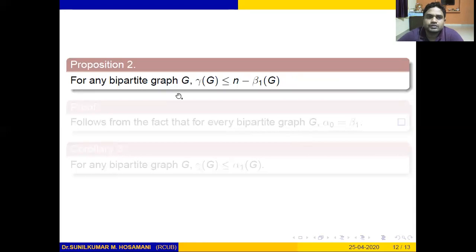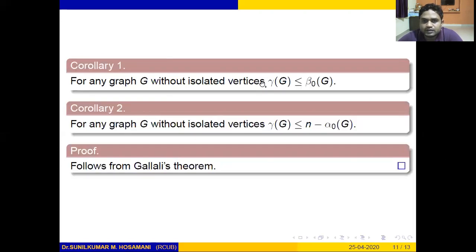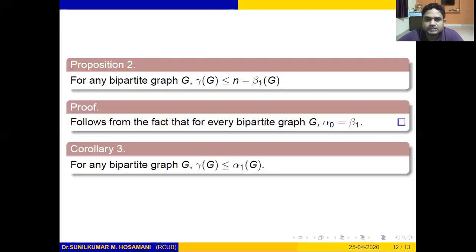Next proposition: for any bipartite graph G, the domination number is less than or equal to n minus beta 1 of G. The proof of this proposition follows from the fact that for every bipartite graph, alpha naught equals beta 1, that is, the vertex covering number equals the edge independence number. Here, in corollary 2 we already have n minus alpha naught. Here I am replacing alpha naught by beta 1. Therefore I will get n minus beta 1 here.